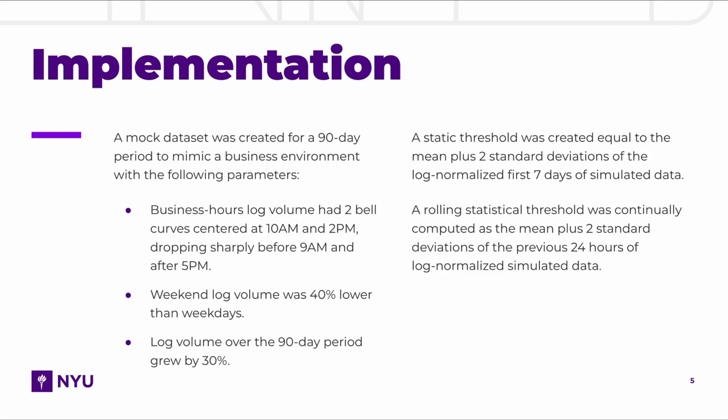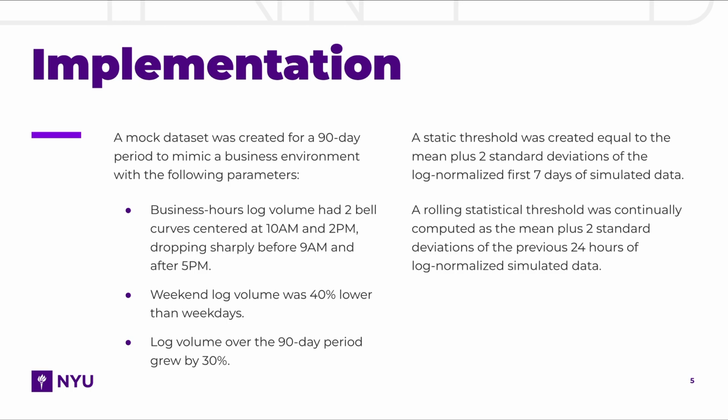I created a mock data set based on a 90-day period, and I set some parameters where it would mimic a real business environment. It has two bell curves around 10 a.m. and 2 p.m., symbolizing the peaks of productivity in the day. There's a dip for lunch and at the beginning and the end of the day. Before 9 a.m. and after 5 p.m., there are drop offs because people aren't logged into their workstations and there aren't as many customers logging into the portal, things of that nature. On the weekend, it drops by 40%.